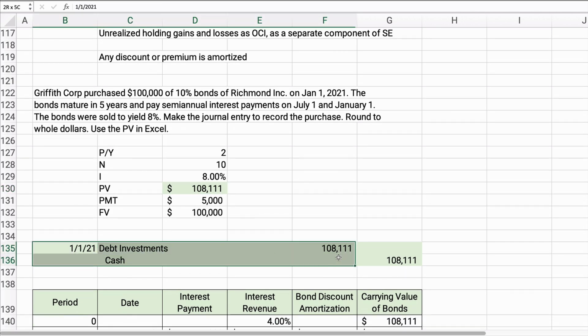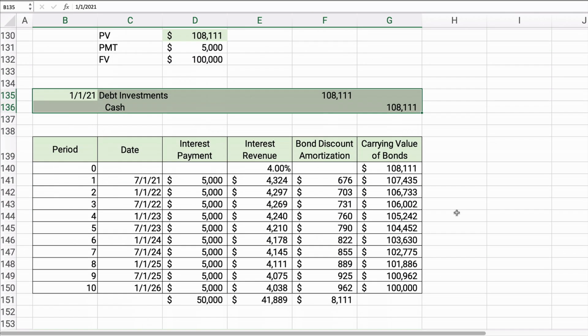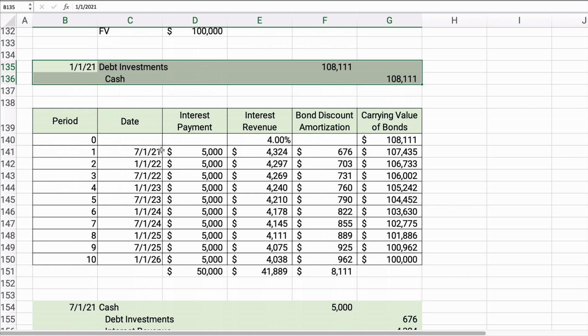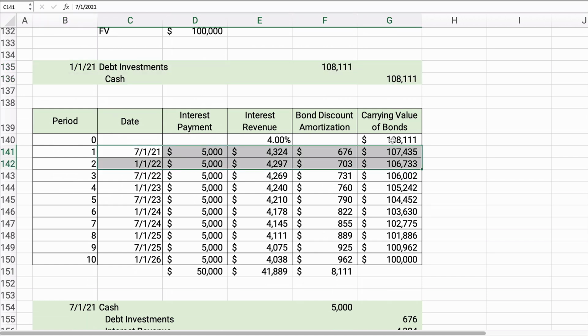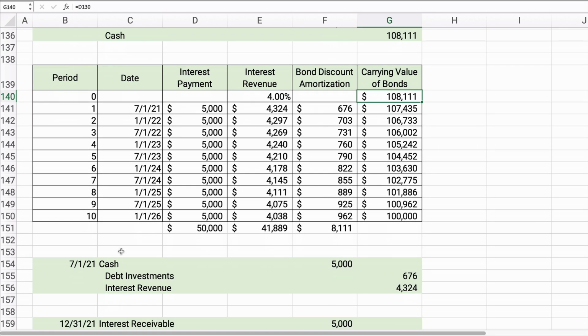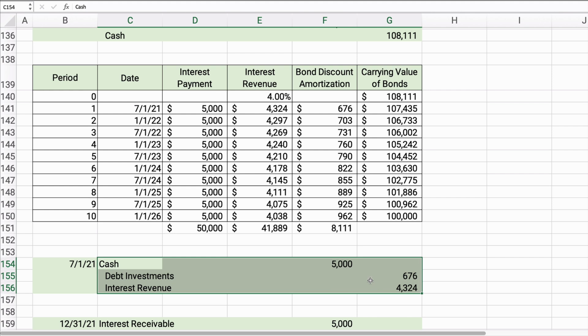And so we're going to make an entry, debt investments and cash, $108,111. We'll do the bond amortization just like before. Here's how you do it: 4% times the 108. Remember, it's 8% annually. 4% is for the 6 months. And then we'll recognize interest revenue just like before. So we have cash of $5,000. We have debt investments of $676, interest revenue of $43.24.